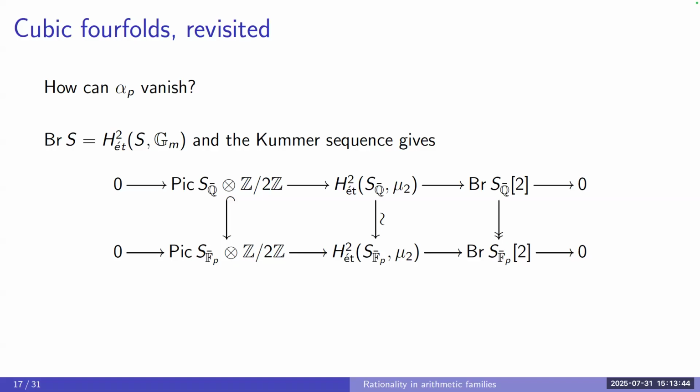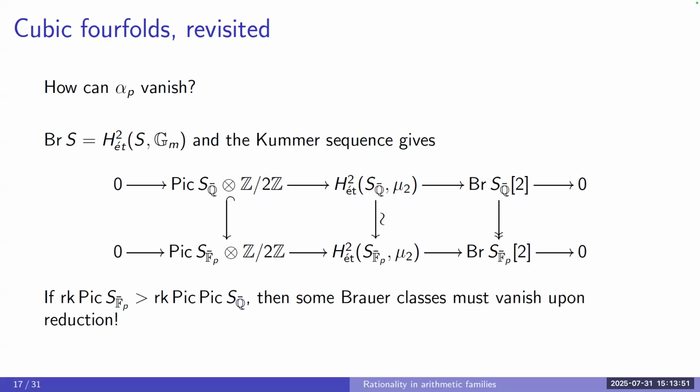Okay, but this is placing a constraint on what can happen for Brauer classes over Q bar versus over F_p bar, because if the Picard rank jumps upon reduction, then necessarily the rank of this 2 torsion Brauer group has to go down. So some classes have to vanish. And so it's really studying this jumping of Picard ranks upon reduction that allows you to say something about Brauer classes vanishing.